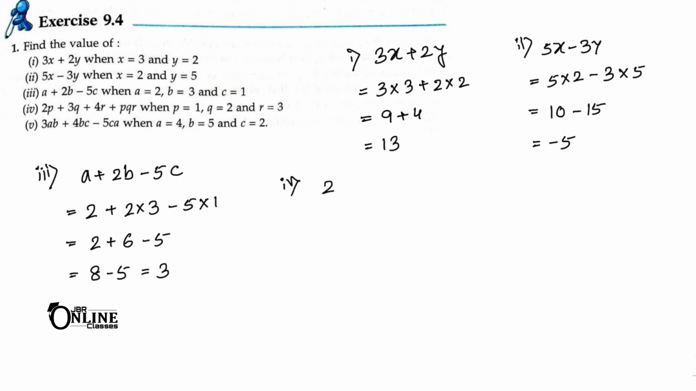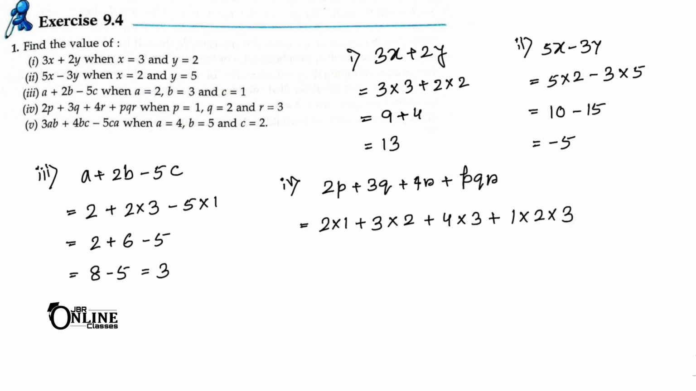Now the fourth one, 2p plus 3q plus 4r plus pqr. Here the value of p equals 1, so 2 into 1, value of q equals 2, so 3 into 2, value of r equals 3, so 4 into 3. And pqr means 1 into 2 into 3. So 2 into 1 is 2, 3 into 2 is 6, 4 into 3 is 12, and then here it's 6. So 6 plus 2 is 8, 8 plus 12 is 20, so here 26.